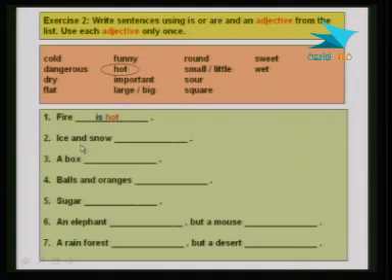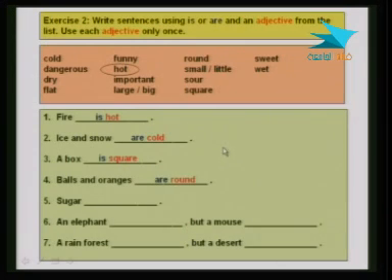Number two, ice and snow. Are they hot or cold? Well, of course, cold. So ice and snow are cold. A box is square.